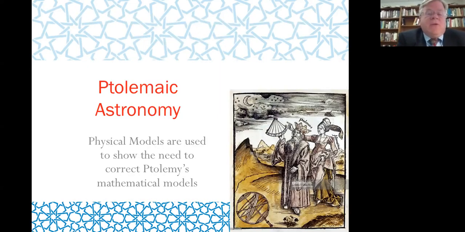Now, in Ptolemaic astronomy, physical models were used to show the need to correct Ptolemy's mathematical models. The same Ibn al-Haytham, who pioneered in optics, also laid the groundwork for all subsequent creative developments in Islamic astronomy. Back then, it was more common for a scientist to be able to contribute to more than one field, and Ibn al-Haytham was a universal genius.